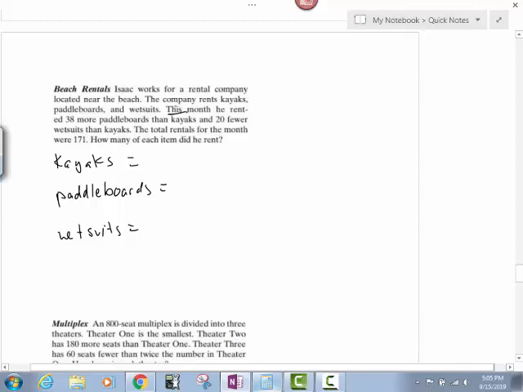This month he rented 38 more paddle boards than kayaks. I have no idea how many kayaks he rented. We're going to call that X. Paddle boards was that number plus 38, right? Because you got 38 more of them. We also rented 20 fewer wetsuits than kayaks. So however many kayaks we had, subtract 20, that'll tell us the number of wetsuits we rented.